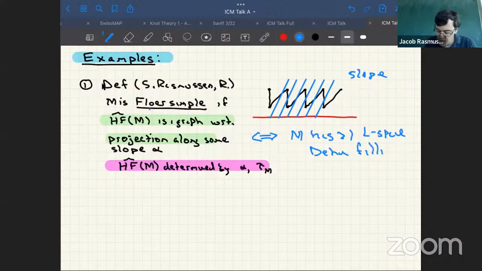And it turns out that if your manifold is Floer simple, then HF hat is determined by the Turaev torsion, which remember is some very classical data about the manifold, and then this single slope alpha. So we need just a little bit more data than the Turaev torsion to work out this curve.